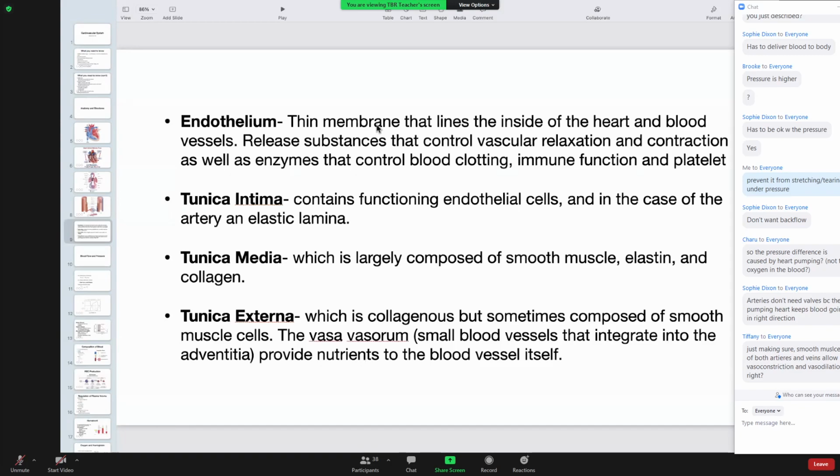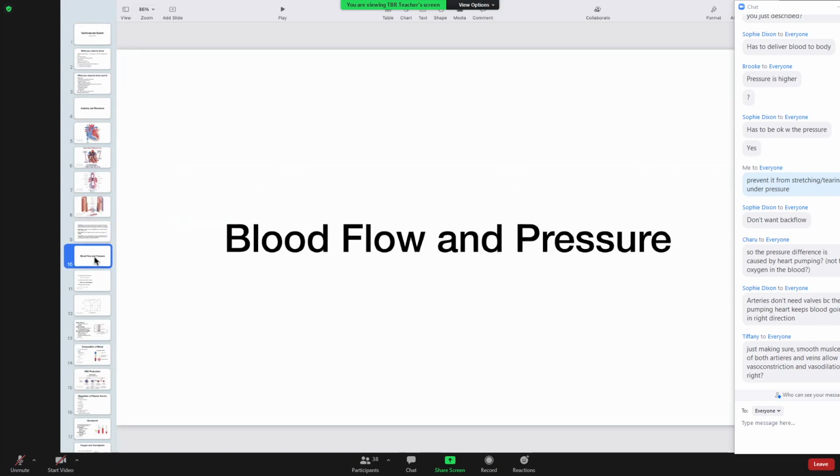Alrighty, any other questions? No, we don't. Okay, so let's talk about blood flow and pressure. What dictates the pressure? What dictates blood flow? And that is fluid dynamics.